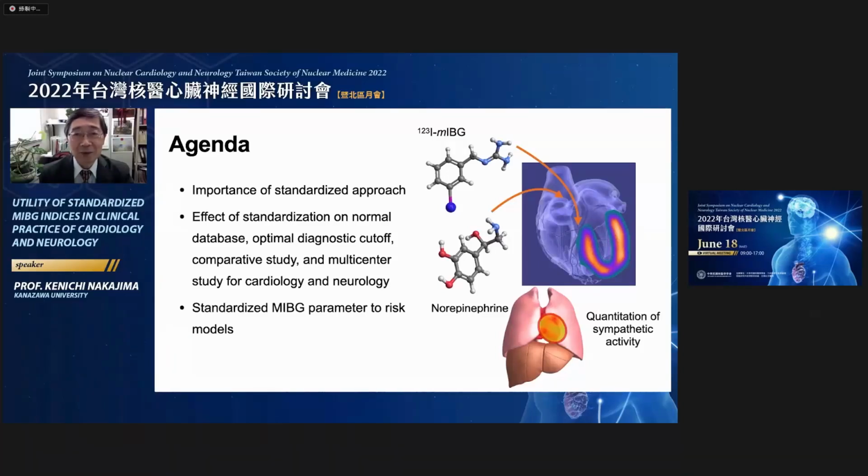As you know, on the right side, you can see MIBG and norepinephrine have a very similar structure, and the quantification of sympathetic activities has been done in various ways, but heart to mediastinum ratio has been most commonly used.